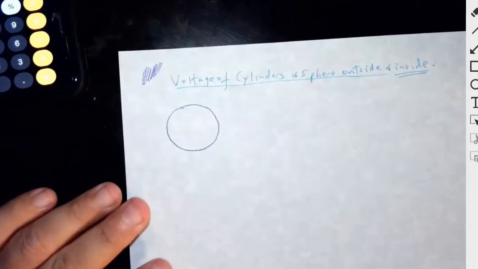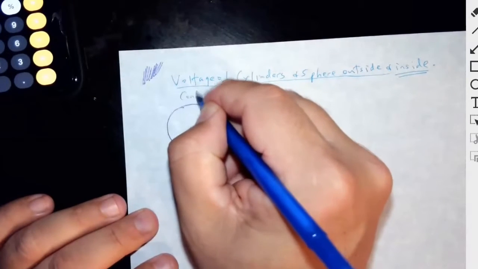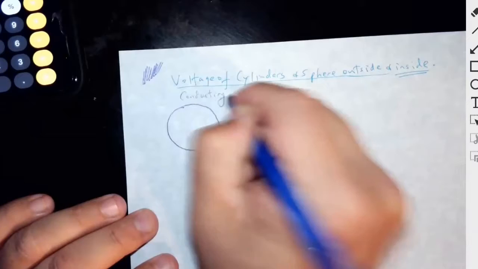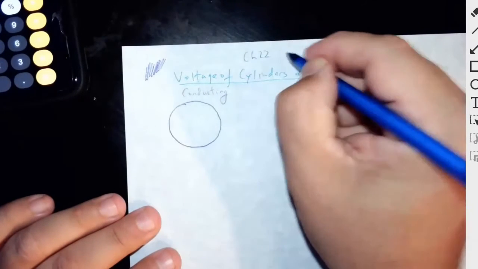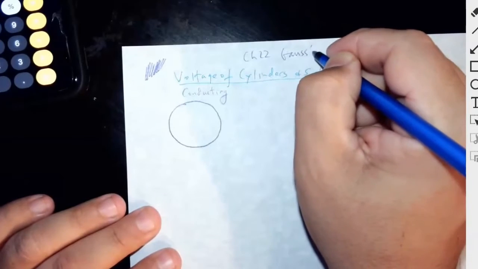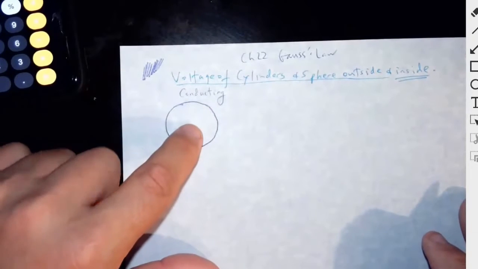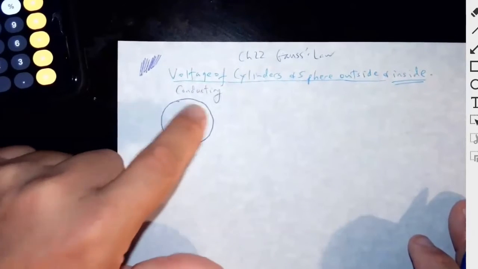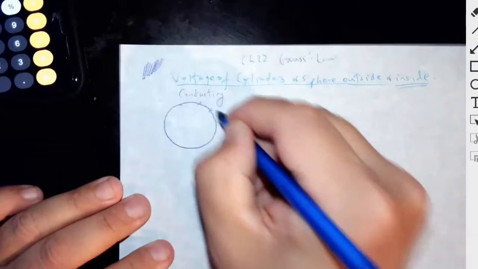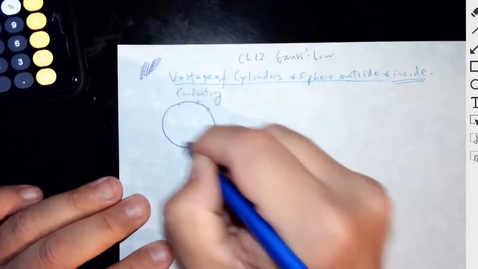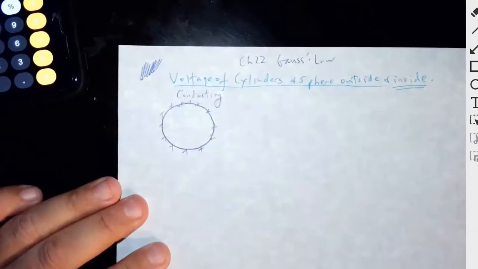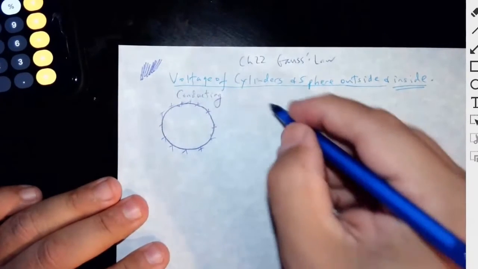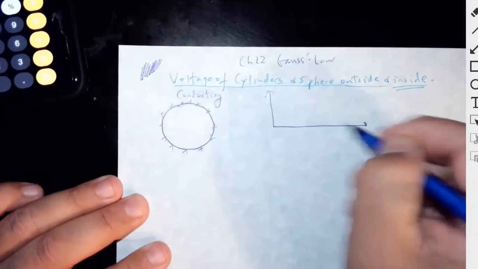So if it's a conducting sphere, this resembles the topic that we did in chapter 22 with Gauss's law. Remember, we learned that the electric field inside of a conducting sphere is zero. All the charges push out on the outside, and everywhere inside the electric field is zero. On the outside, the electric field drops as 1 over r squared.